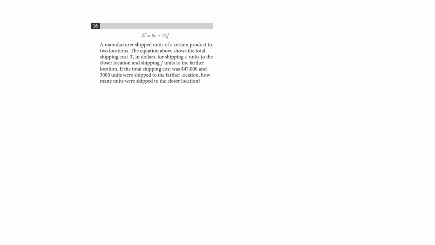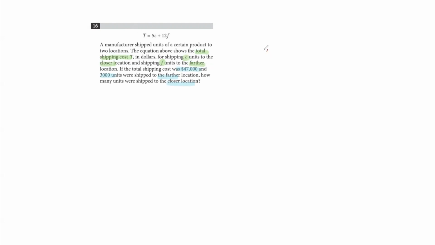So in question 16, we are given the formula. First of all, we need to know what T, C and F are here. T is total shipping cost. C is the number of units shipped to the closer location, and F is the farther location. So we are given that the total shipping cost T is 47,000 and 3,000 shipped to the farther location, 3,000 as F. The question is the closer location.